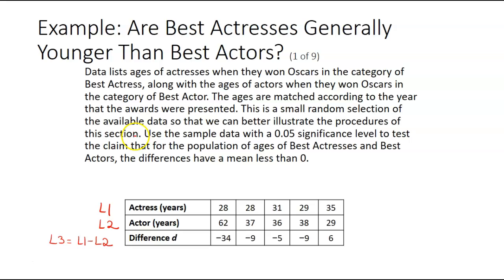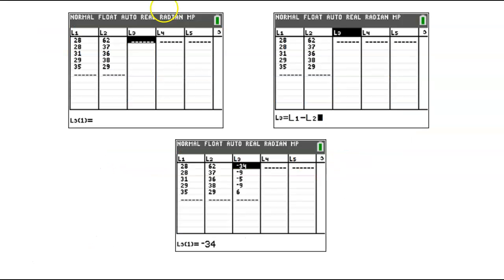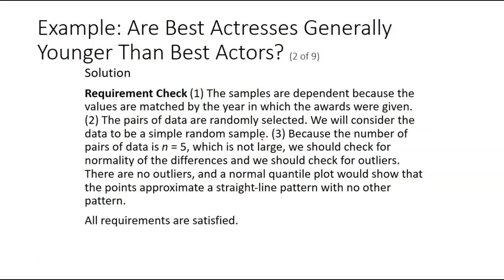There's a small random selection of the available data, so we want to use a sample data with an alpha of 0.05 significance level to test the claim. Here's our claim that for the population of ages of best actresses and best actors, the differences have a mean that's less than 0. Okay, so this is just kind of showing you your calculator screen. You've got to put your L1 and L2. L3, you want to make sure you've gone all the way up to the top before you type in L1 minus L2, and that's going to fill in these data values for you here.